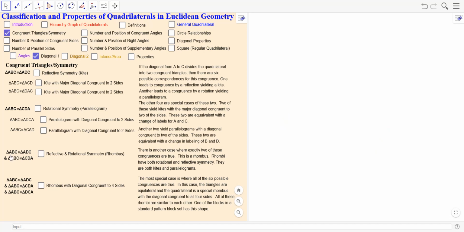Here's another special case. ABC is congruent to ADC, and ABC is congruent to CDA. This has both the properties of this rotational symmetry here and the reflective symmetry here. If it has both of those, it's actually a rhombus, which is a figure that has all of its sides the same length. This is going to have the properties of both a kite and a parallelogram.